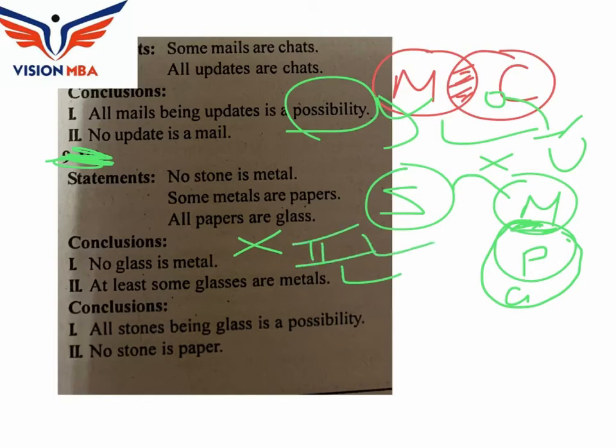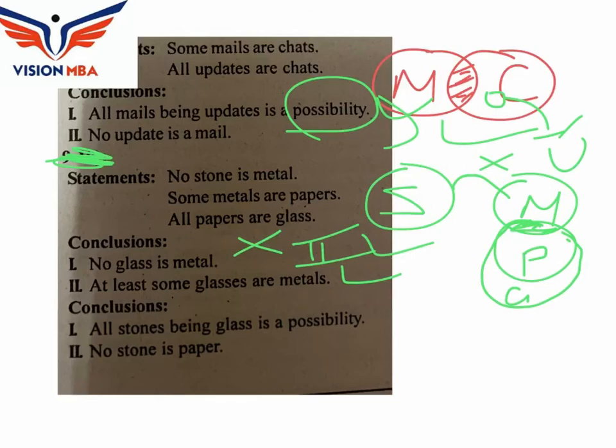I hope you guys are understanding what we are doing. Now let's try to solve the next conclusion also. All stones being glass is a possibility. Remember what I said, that if the word possibility is there, it could be a possibility that yes, it could have been done. So possibility is making it right.